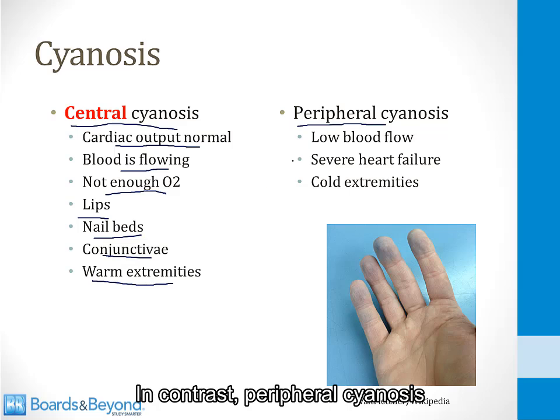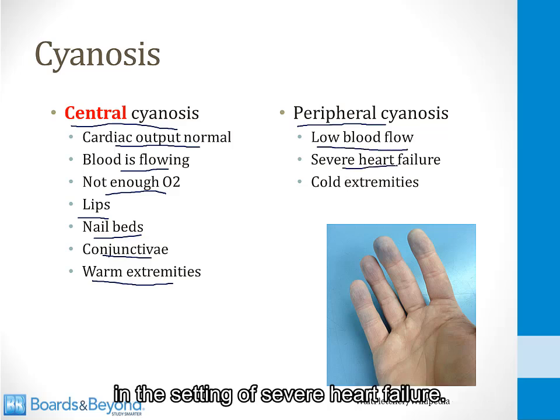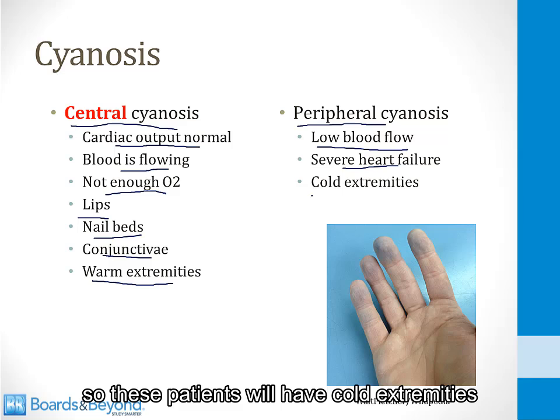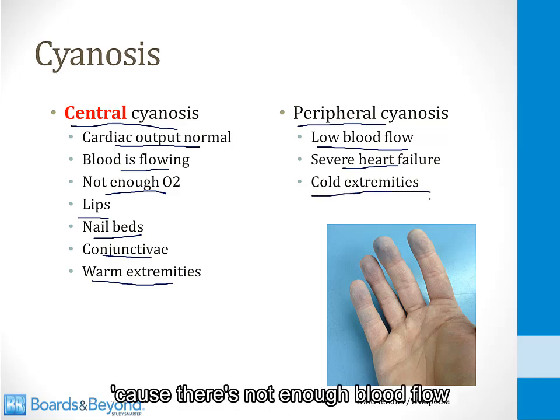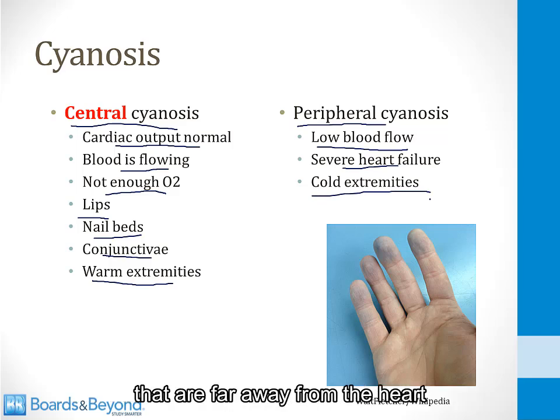In contrast, peripheral cyanosis is what you can see when there is low blood flow in the setting of severe heart failure. In this situation, the decreased oxygen is only evident in the extremities, so these patients will have cold extremities because there's not enough blood flow, and in addition, the fingertips and toes can be blue because those parts of the body that are far away from the heart are not getting enough blood flow.